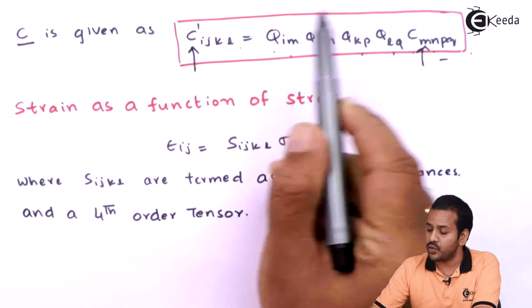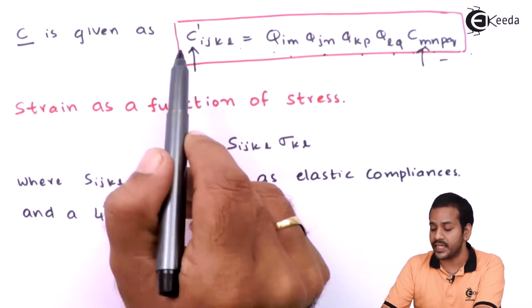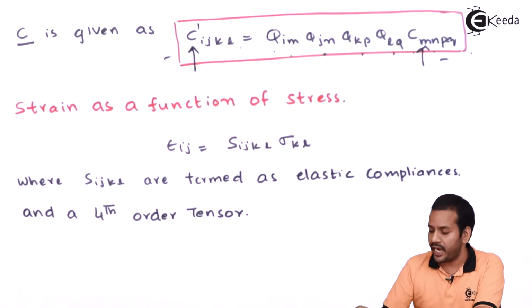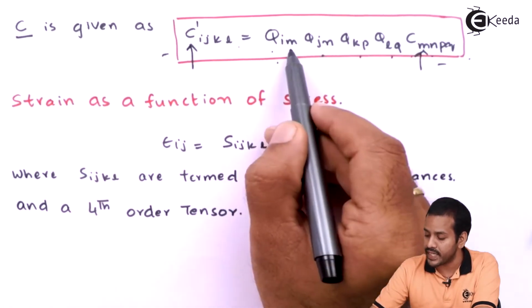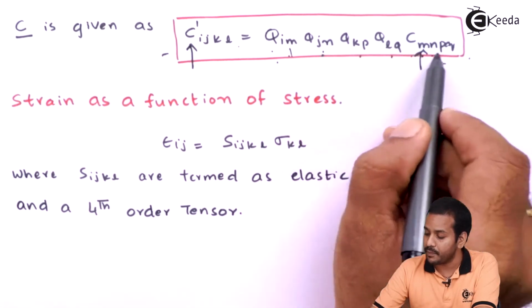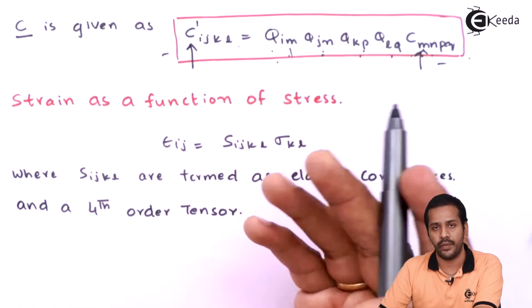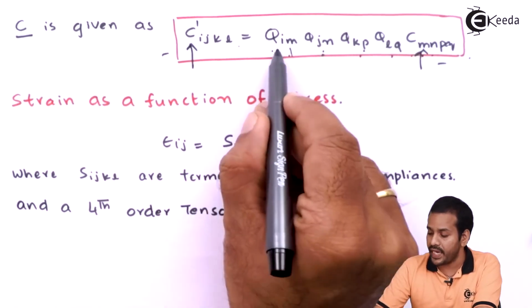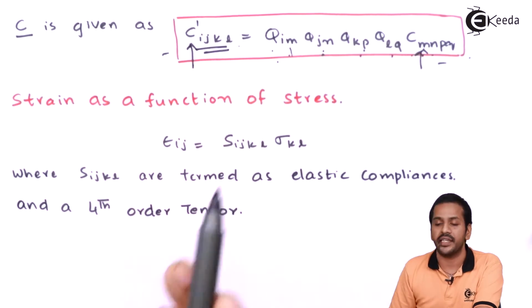So if you apply these rotations on the unprimed system, then you will get the components of the stiffness tensor in the primed system, and you can expand this very simply. We have repeated indices: m is repeated, n is repeated, p is repeated and q is repeated, and they run from 1 to 3. And i, j, k, l are the free indices, which will match with the LHS.